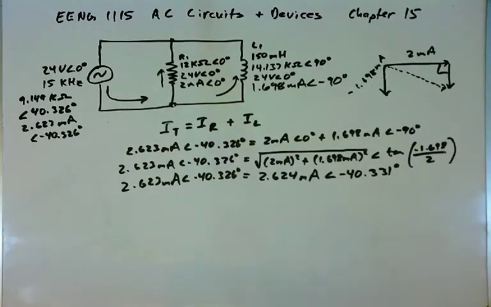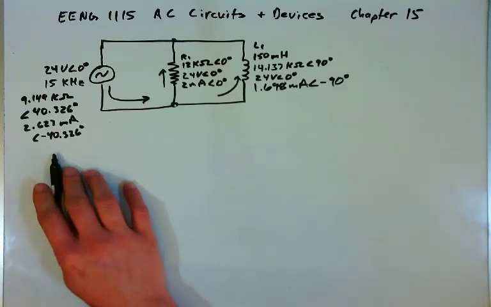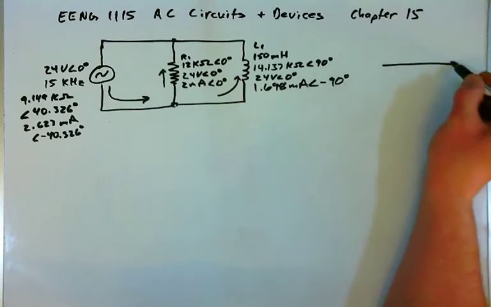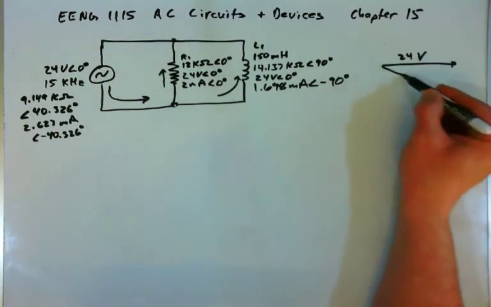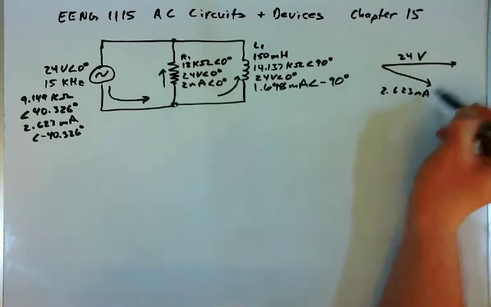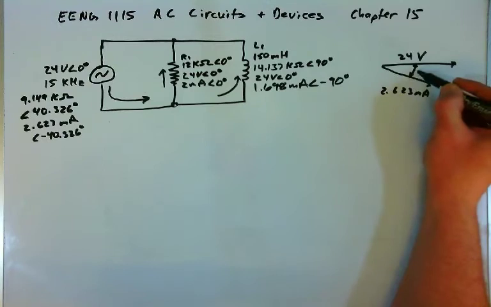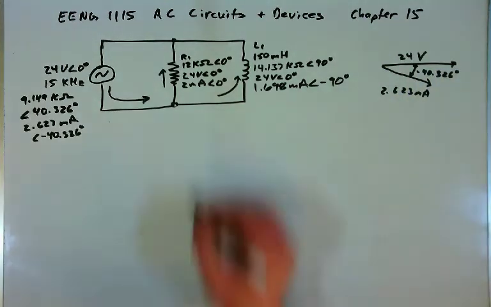So we think we have the correct current for the resistor and the inductor, and the correct total current for this circuit. Now that we know we have the right currents for the circuit, we can analyze the power. We'll start over here with the total power of the circuit. So let's look at the vectors. We have 24 volts at 0 degrees, and we have 2.623 milliamps at negative 40.326 degrees. And so we'll start with the volt amps.